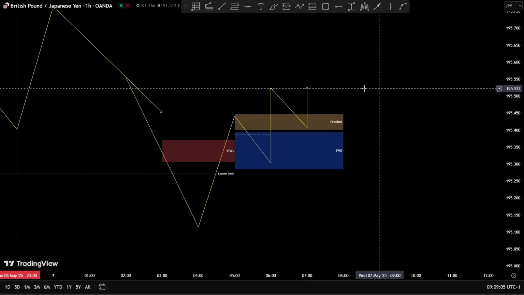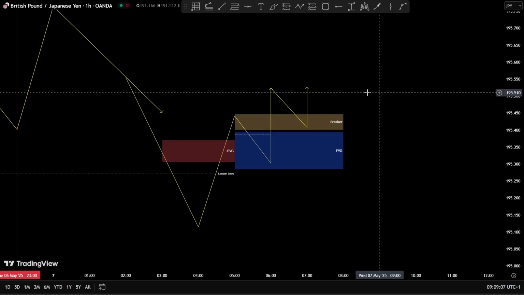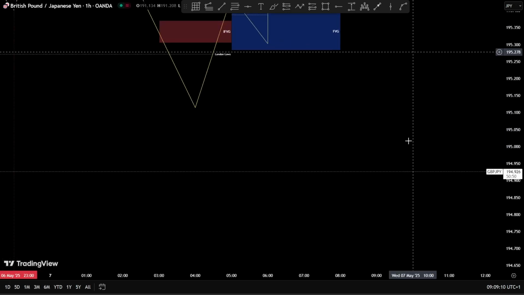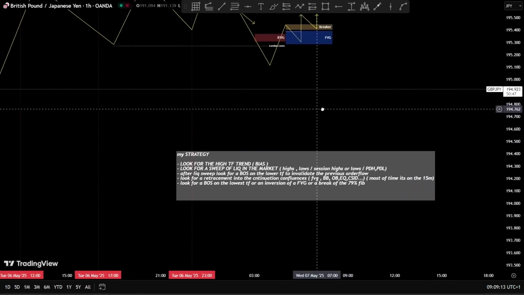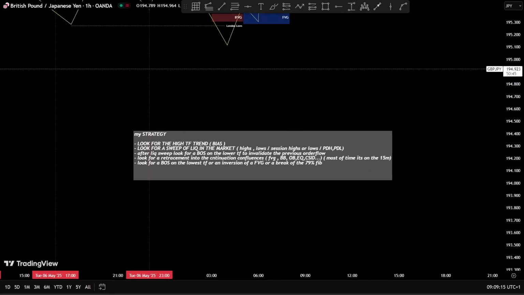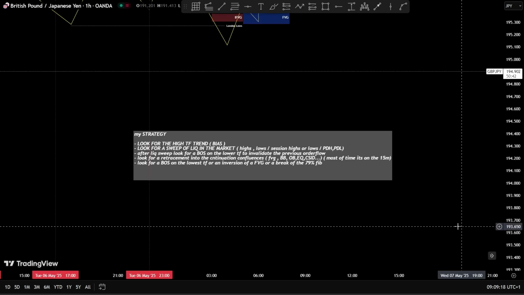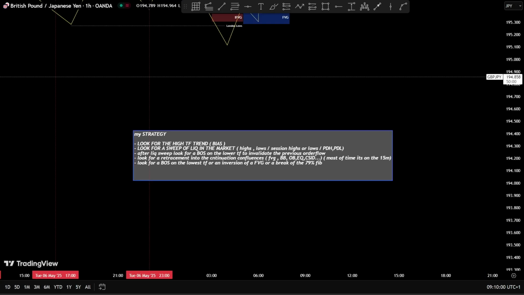And then if you scale down to the lowest time frame, after all of your continuation confluences, look at this, take a screenshot of this. Hold on, I'm going to give you some time to take a screenshot. Look for high time frame trend, look for a sweep of liquidity. The session highs, session lows, are the highs of the 4 hour or the daily time frame, or the previous daily lows and previous daily highs. After the liquidity sweep, look for a break of structure on the lower time frame to invalidate the previous order flow. After that, you look for a retracement back into the continuation confluences: the fair value gap, the breaker block, the order block, the equilibrium, or even CISD.